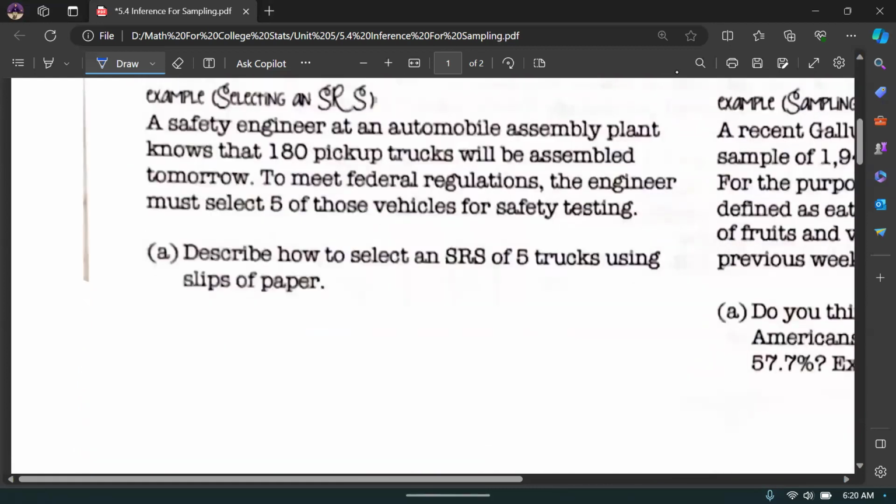All right. A safety engineer at an automobile assembly plant knows that 180 pickup trucks will be assembled tomorrow. To meet federal regulations, the engineer must select 5 of those vehicles for safety testing. Describe how to select a simple random sample of 5 trucks using slips of paper. So maybe put all 180 truck VIN numbers on an equal size slip of paper in a hat, then mix them up and pick 5.